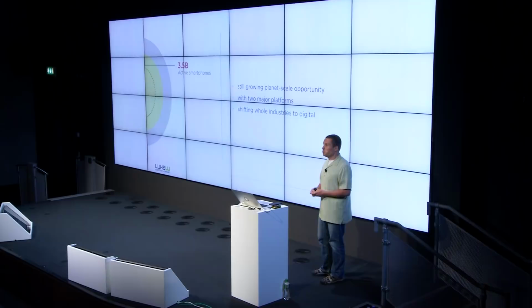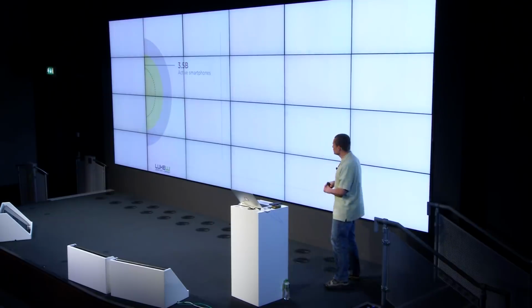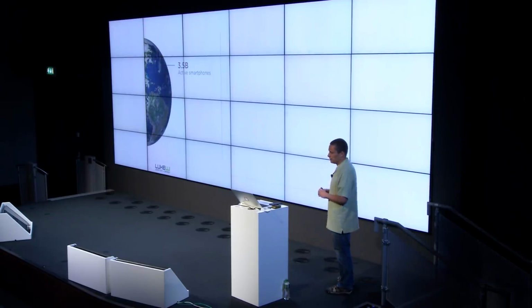The first one is it's really big. It's really, really big stuff. So what else do we know about our mobile planet? When you think about this number, the next thing you might want to ask is, well, what's happening with these 3.5 billion smartphones? How are people using them?